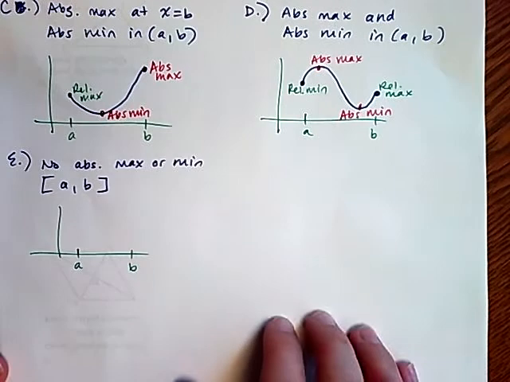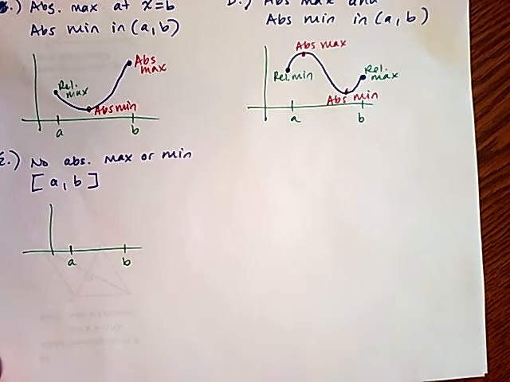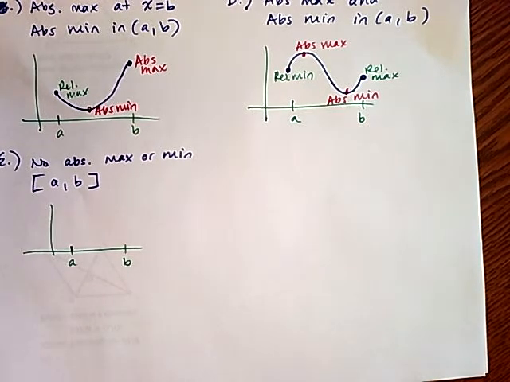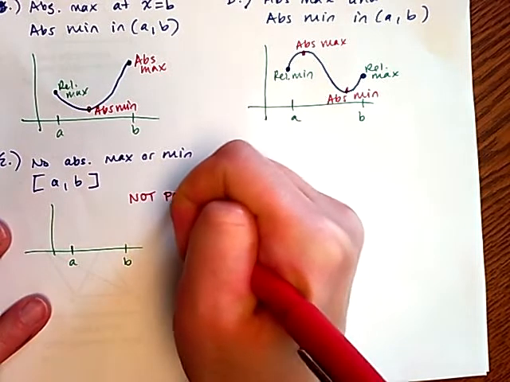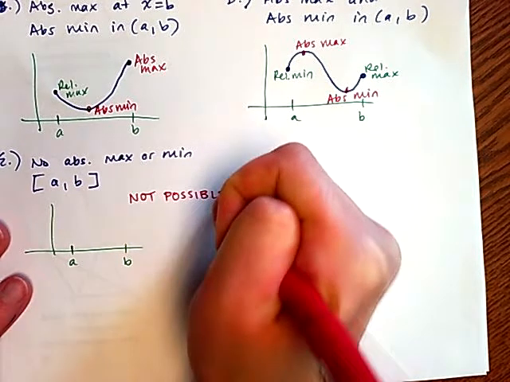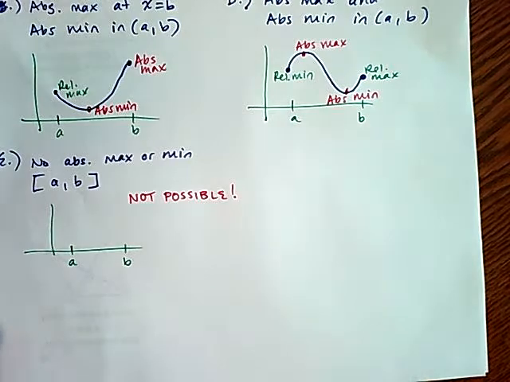Now the last one says no absolute max or min on the closed interval from A to B. I'd be interested to hear what you came up with here, but this ends up not being possible. If we have a closed interval, we will always have an absolute max or min on that interval, no matter what.